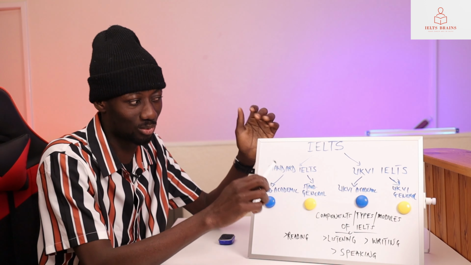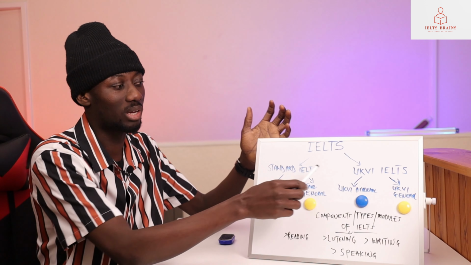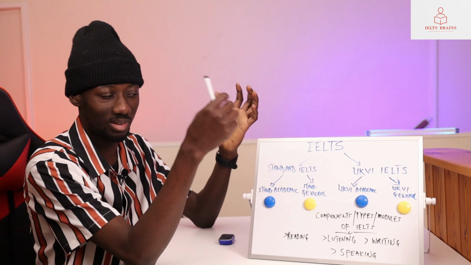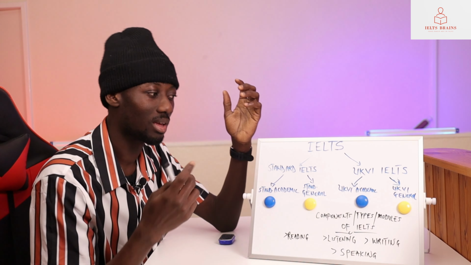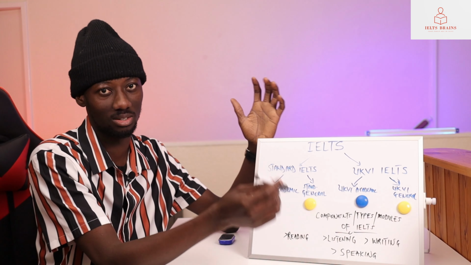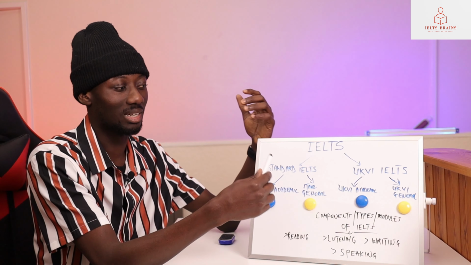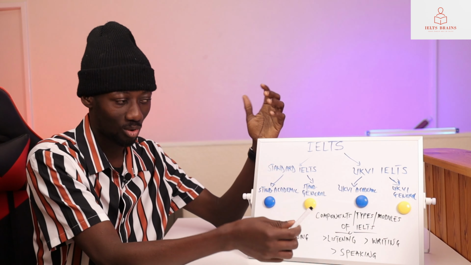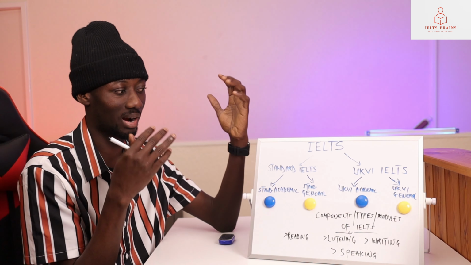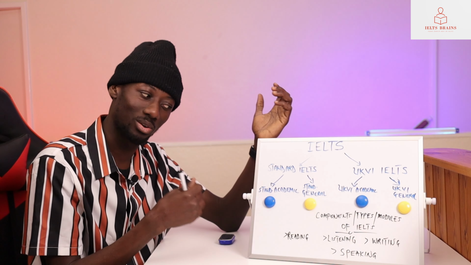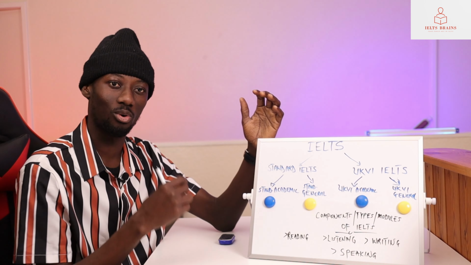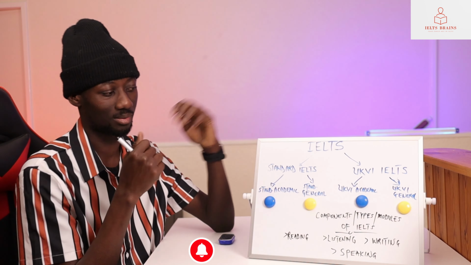Now, if you decide to write the UKVI IELTS, by the way, UKVI stands for UK Visas and Immigration. If you want to write the UKVI IELTS, you also have two options: either UKVI Academic or UKVI General. Some people say the Academic UKVI or the General UKVI. So the divisions are quite the same. If you are writing standard, you can go for standard Academic or standard General. And if you are writing the UKVI, you can go for UKVI Academic or UKVI General.